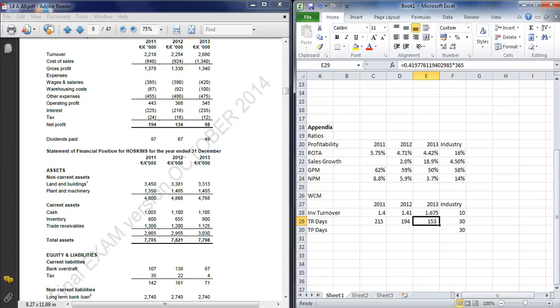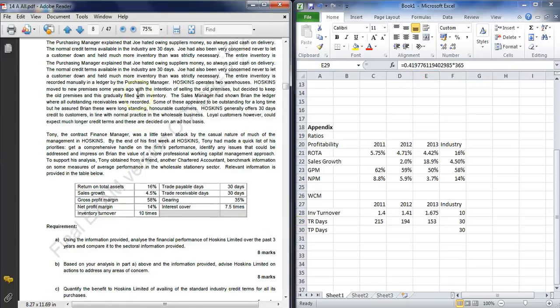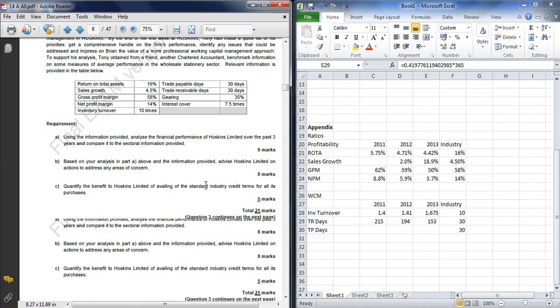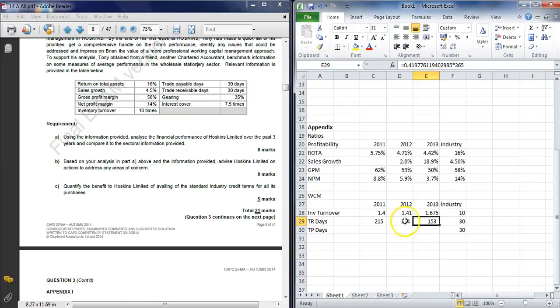And the examiner did provide you with some narrative to link that back to, and they told you here, salesman has showed Brian the outstanding receivables ledger. Some appear to be outstanding for a long time. Although 30 days was the normal policy, many loyal customers took a lot longer. So you can see there was very much an ad hoc basis in terms of management, and that's lending to poor working capital management. So it's way out of line with the industry average, and a lot of them could be actually bad debts if they haven't paid in that while. Final one then is trade payable days.